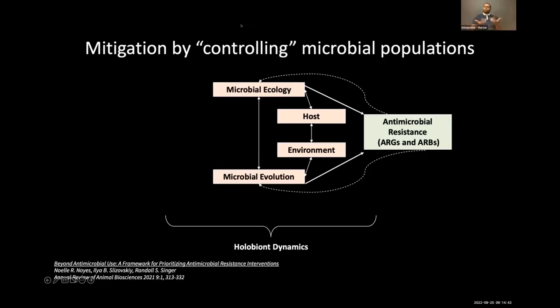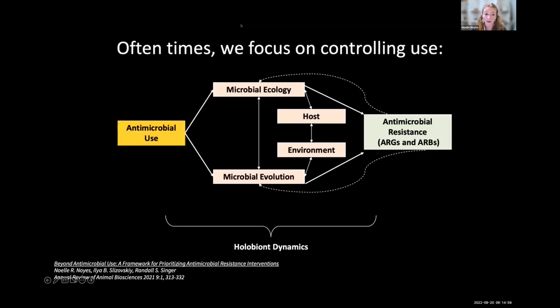And if we could somehow control or direct ecology and evolution, potentially then we can mitigate resistance within these complex populations. So oftentimes when we are working in this area, mitigating through this method, we talk about antimicrobial use. If we can reduce antimicrobial use, we are reducing selective pressure on these populations in order to support the persistence of susceptible bacteria. So that's on the ecological side. And we're hopefully preventing these populations from evolving resistance over time.